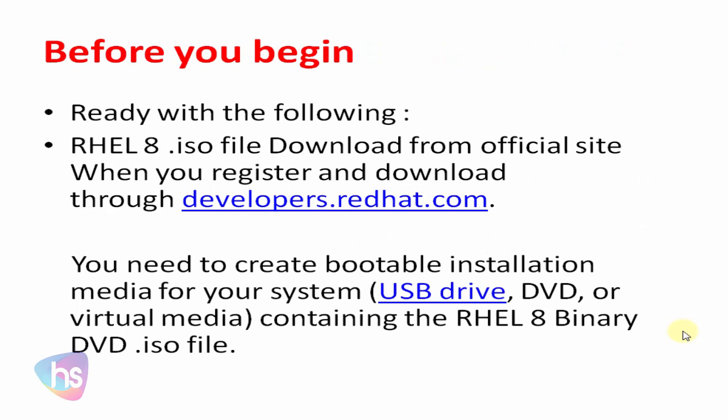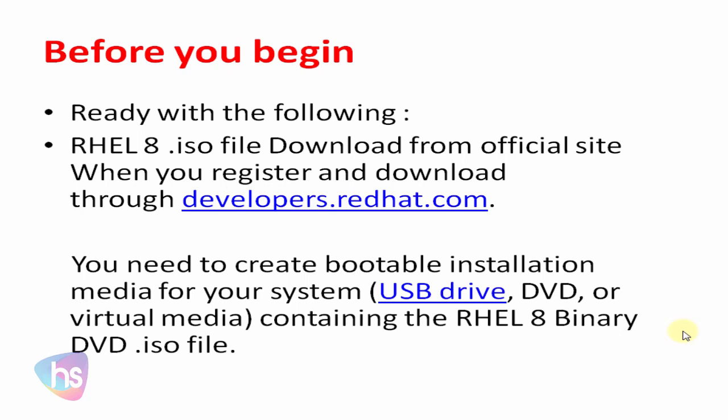Before you begin the installation, you have to have some components readily available. The prerequisites are the RHEL 8 ISO file, which you can download from the official site of RHEL, developers.redhat.com. The link is shown here. You need to create a bootable installation media for your system, either USB drive, DVD or virtual media, any media which you are comfortable with to install the operating system, that is server.